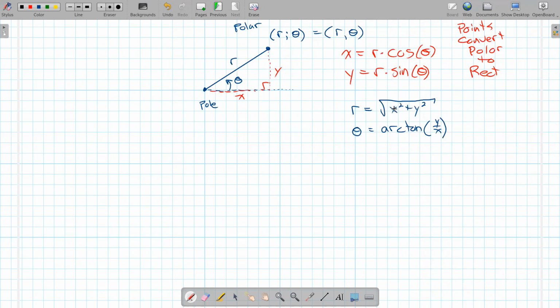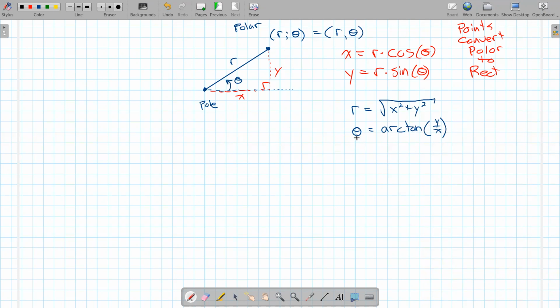And this means given an x and a y, we can find r and we can find theta. Now, arctan only knows about angles between negative pi over 2 and pi over 2. So if that angle is in a different quadrant, then we would have to do some circle symmetry to figure out what angle that is.